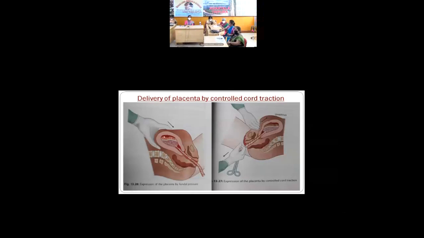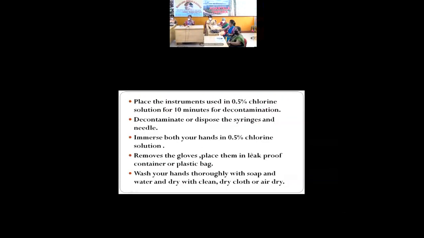Now this is the picture for controlled cord traction. You can see the fundal pressure being given in a rotatory movement, upward and downward manner. Here also you can see the cord is taken out.